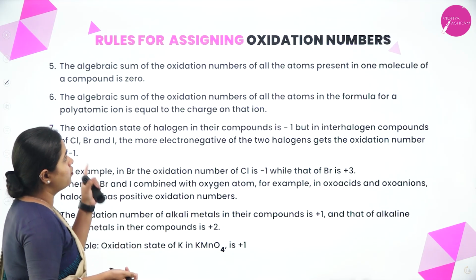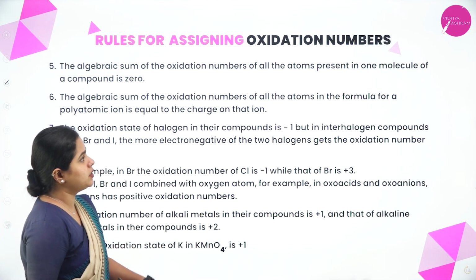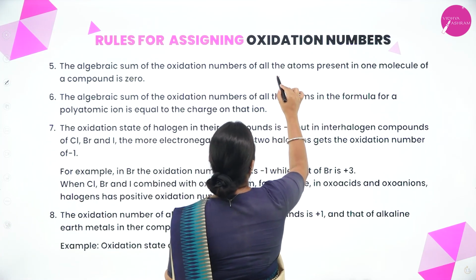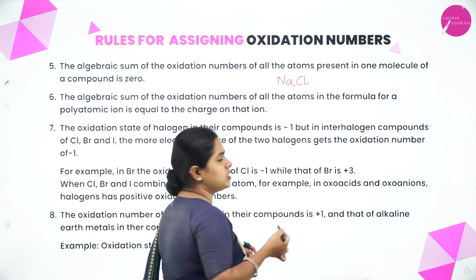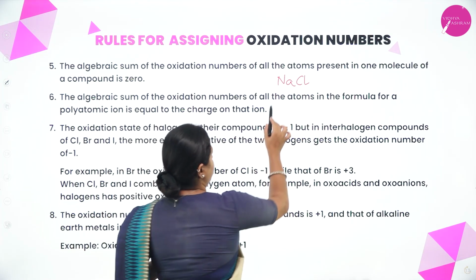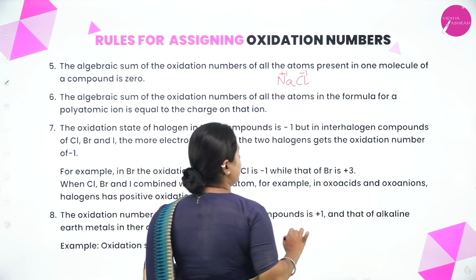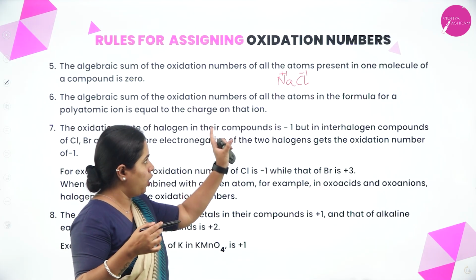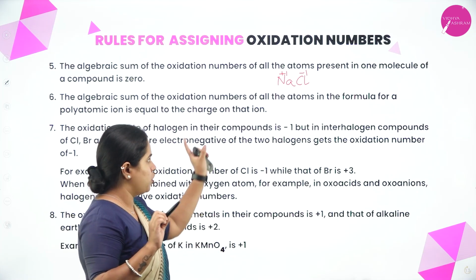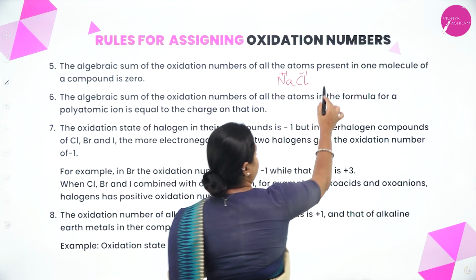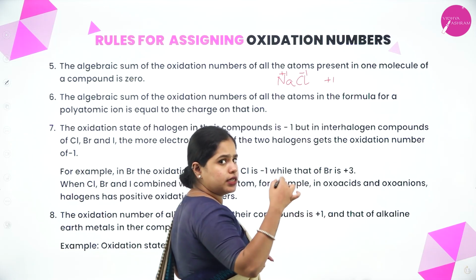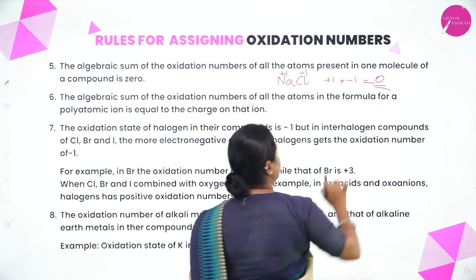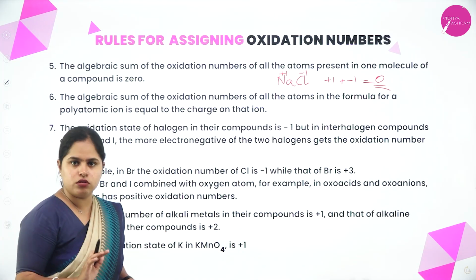The algebraic sum of the oxidation numbers of all the atoms present in one molecule of a compound is 0. That means what? Let's take the example of sodium chloride itself. Just now we discussed sodium, it is +1, right? And chlorine, it will be -1. So if you take the algebraic sum of the oxidation numbers of each of the elements present in the compound, sodium has +1 and chlorine has -1. If you add these two, +1 and -1, it will be 0, right? The algebraic sum should be equal to 0.